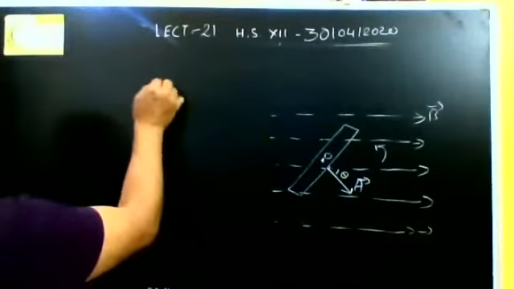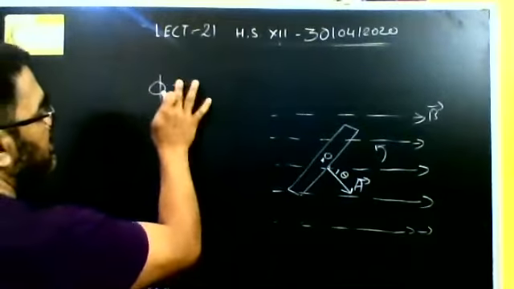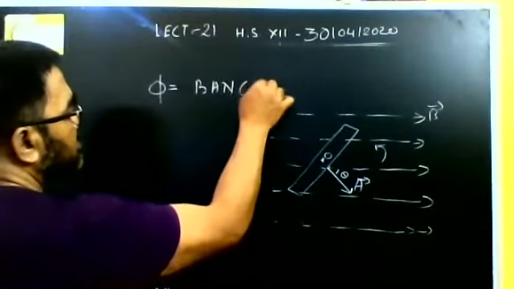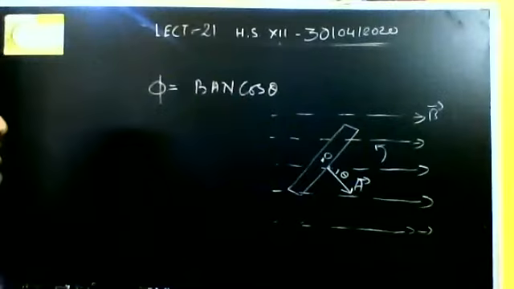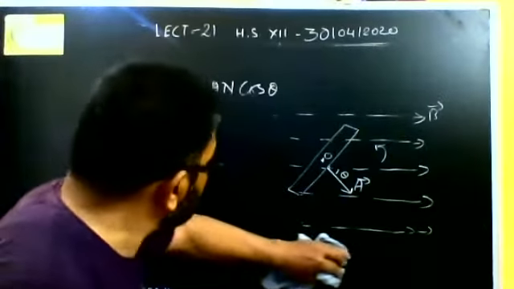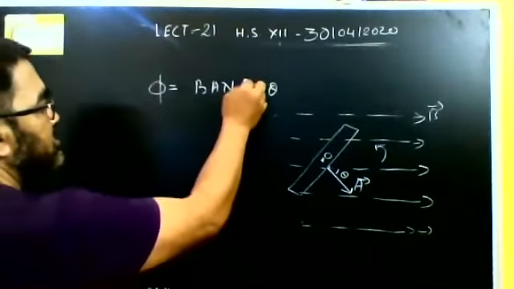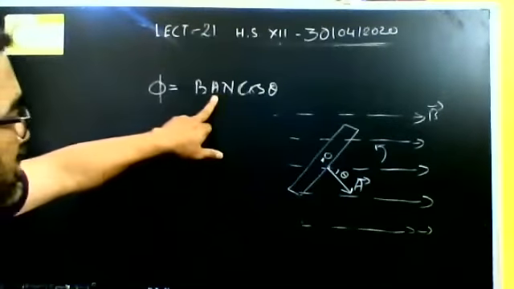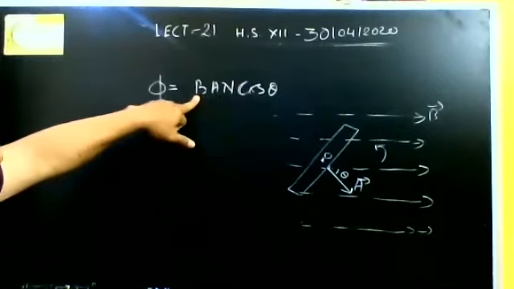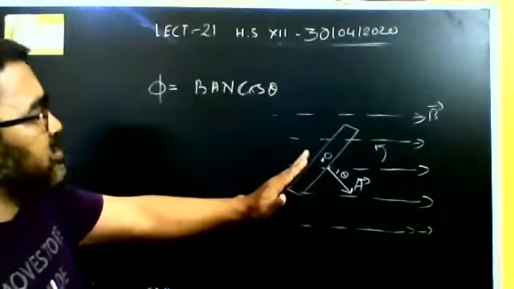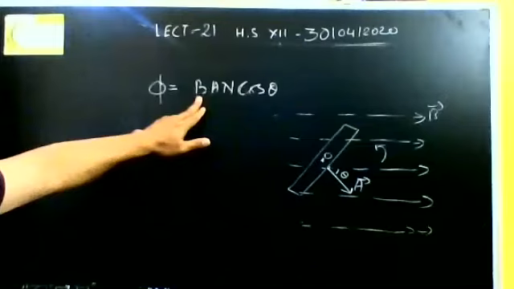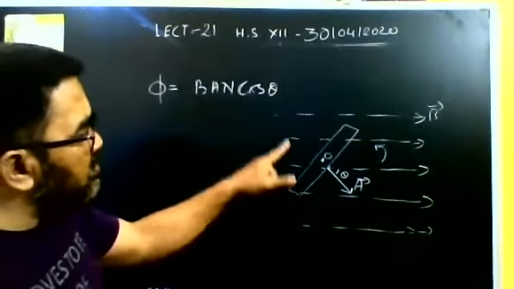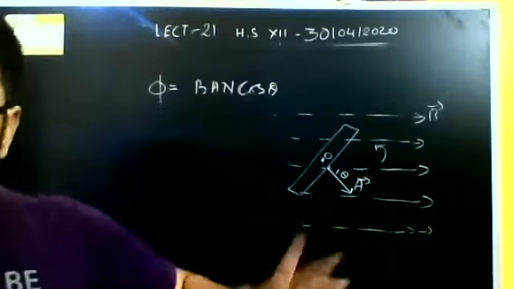As we know, the magnetic flux is given by B A N cos theta. So when theta changes, all others remain constant. N is constant, area is constant, B is constant. So the area of the coil remains constant, and the value of the magnetic field is also constant. By rotating the coil, we are changing the value of theta at all times.